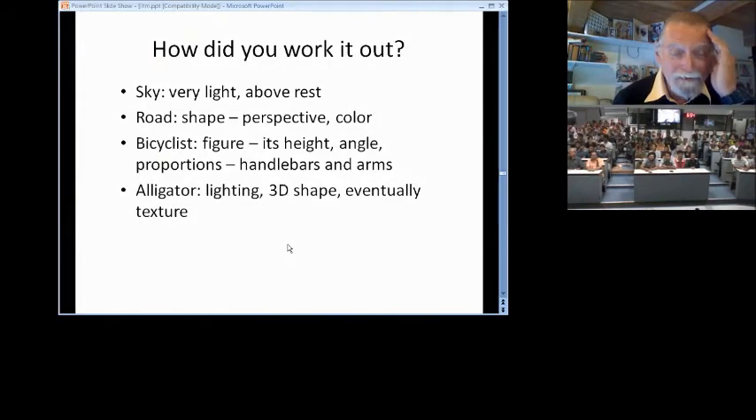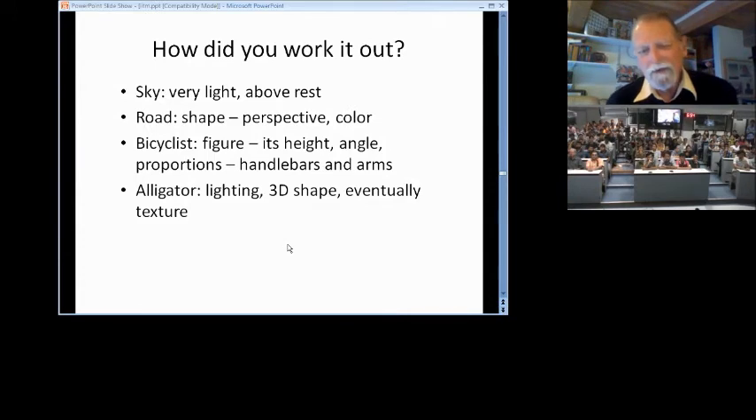Okay, there's the sky. It's light and above the rest. The road has a shape. It has a perspective, tapering, and a color. The bicyclist: you have the figure, the angle, the proportions. The alligator, the lighting. It's like the person. Lighting really is a gigantic challenge.